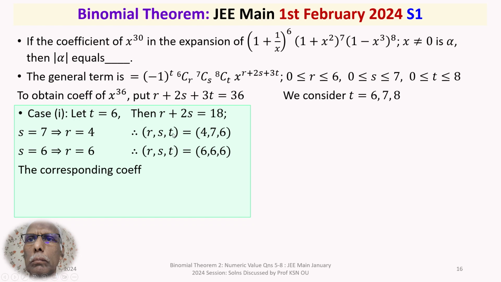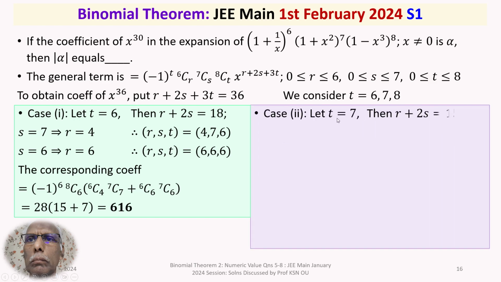The corresponding coefficient is minus 1 to the power of t, that is minus 1 to the power of 6 is plus 1 only. 6C4, 7C7, 8C6, 6C6. So these are the things. Now make the computation, multiply, you will get 616. Agreed. Now we go for the next case, t is equal to 7.